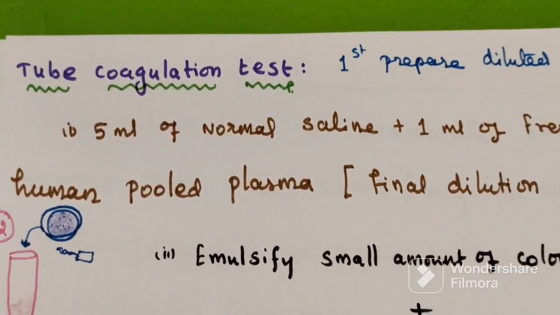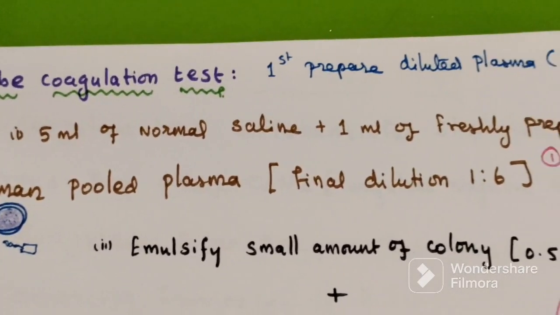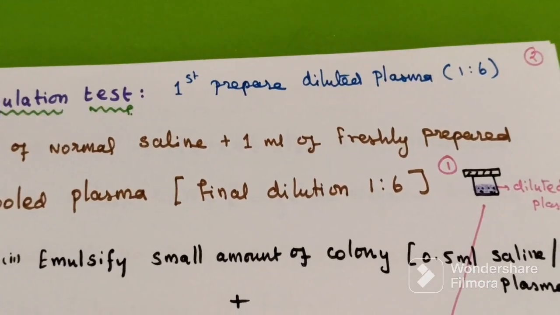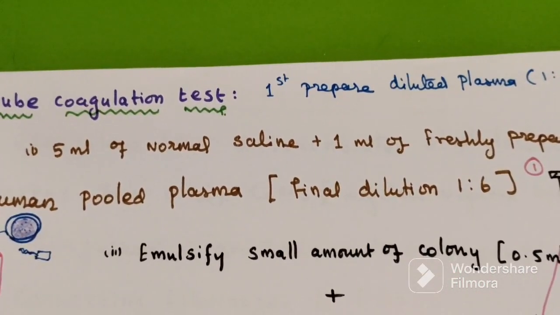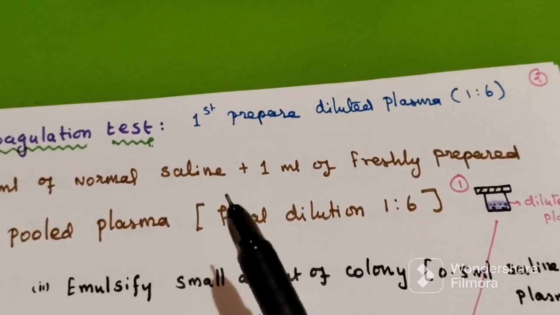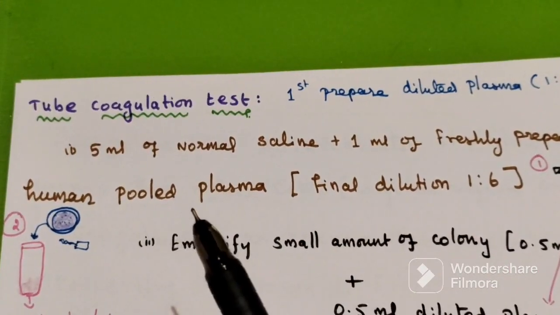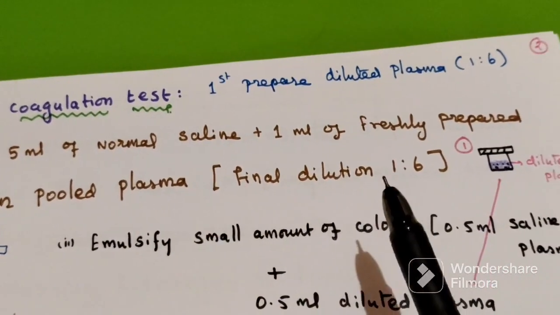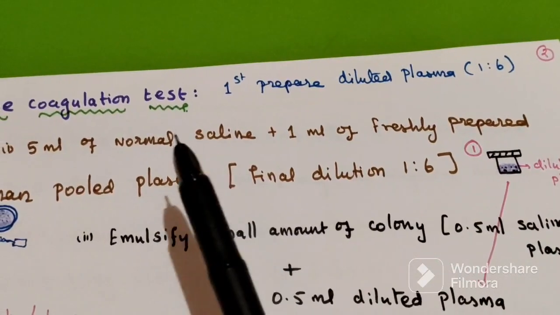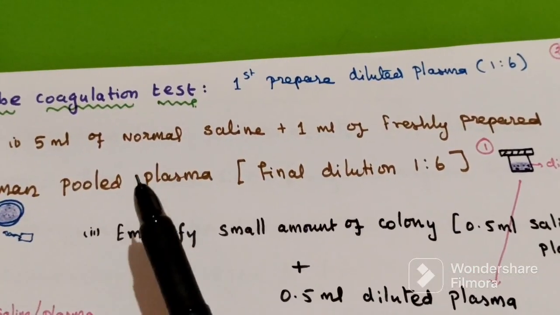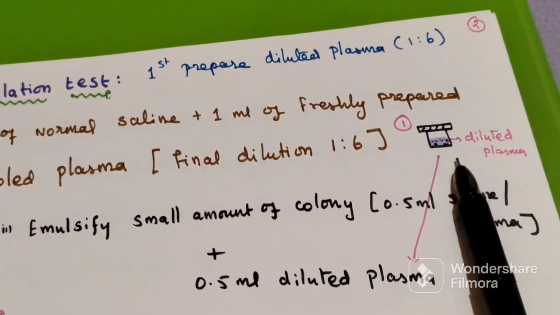Second method, the tube coagulase test. How to do the tube coagulase test? First, prepare diluted plasma 1:6. How to prepare it? We will take a container, 5 ml of normal saline and 1 ml of freshly prepared human pooled plasma. Finally, dilution 1:6. So this one, normal saline 5 ml, 1 ml plasma. This is dilution 1:6. First, we will prepare this dilution.